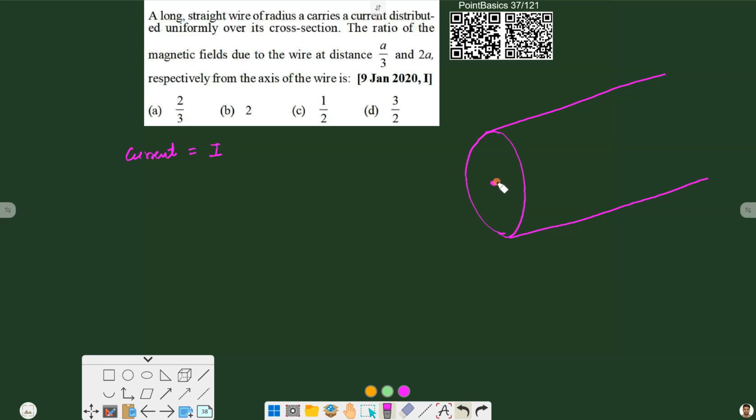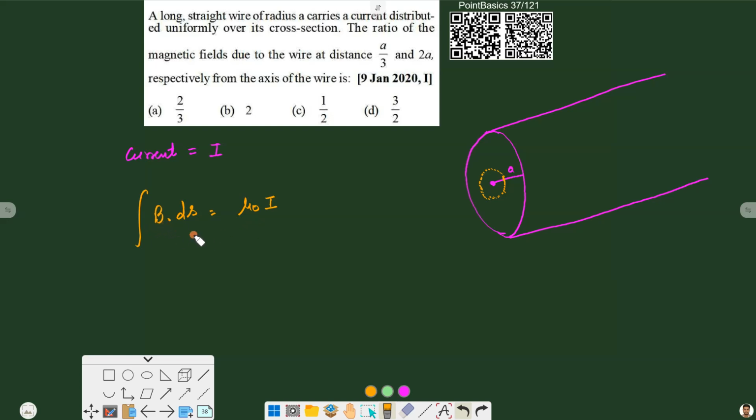Now, as we know this distance is A, and we have to find the magnetic field at distance A by 3. So this point means we have to find the magnetic field inside the wire. And for that, what will we do? We form a closed loop, and we apply Ampere's law for magnetics. We can say the integral of B dot ds is equal to mu naught I.